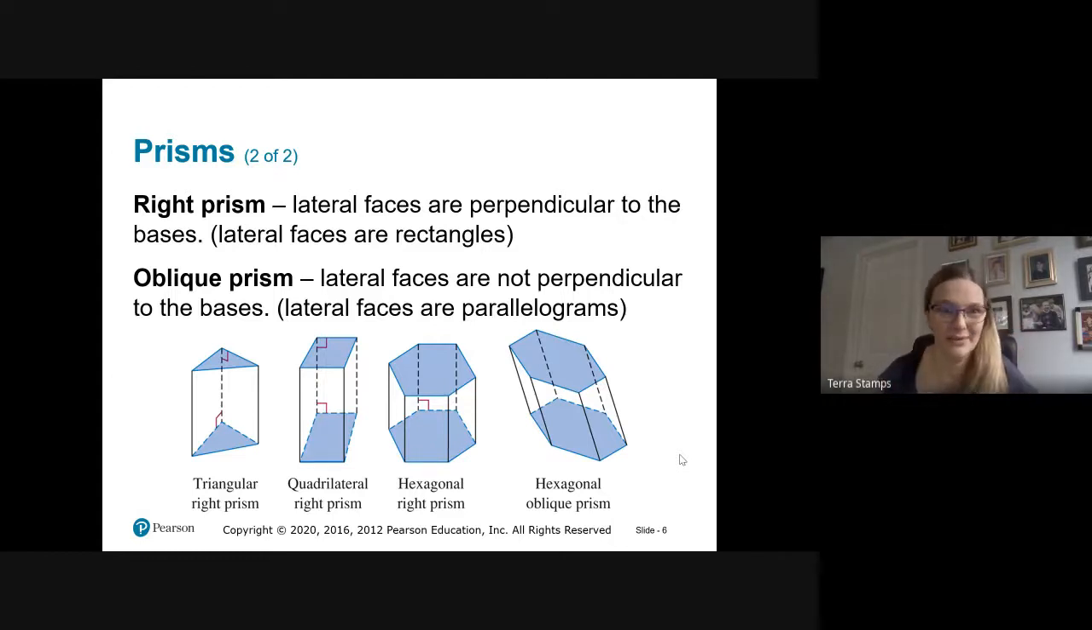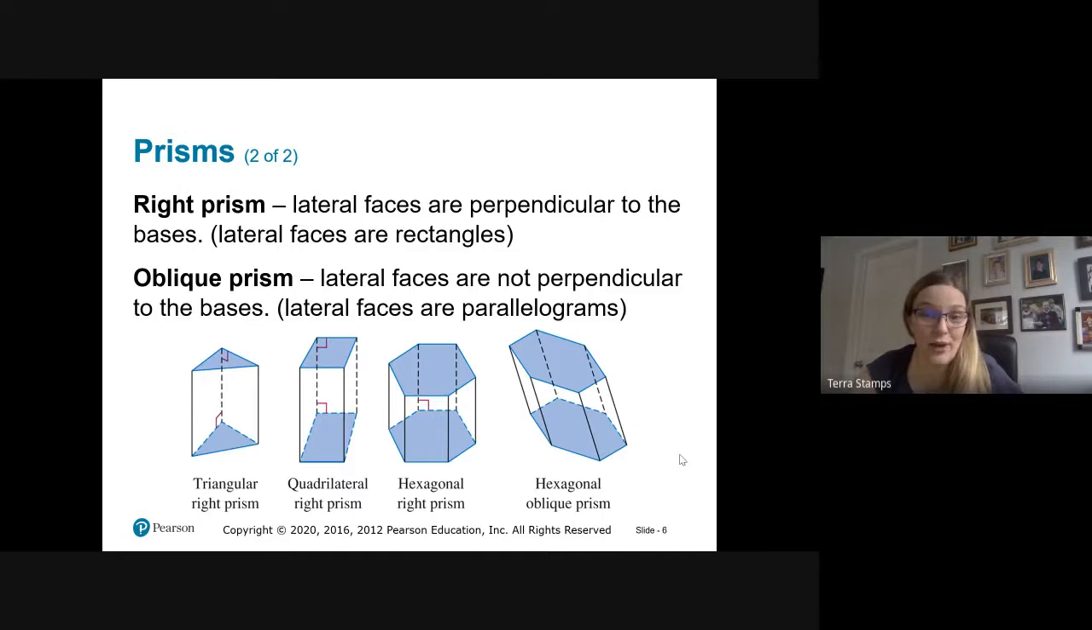So it's not perpendicular, it's not right. So when I say right, I mean as in right angle. So you can see the examples there. We have a triangular prism. You can tell because it's a triangle on the bases, those blue parts. The quadrilateral right prism, you could also call that a rectangular prism, right? You don't have to be so generic about it. Call it a quadrilateral right prism.